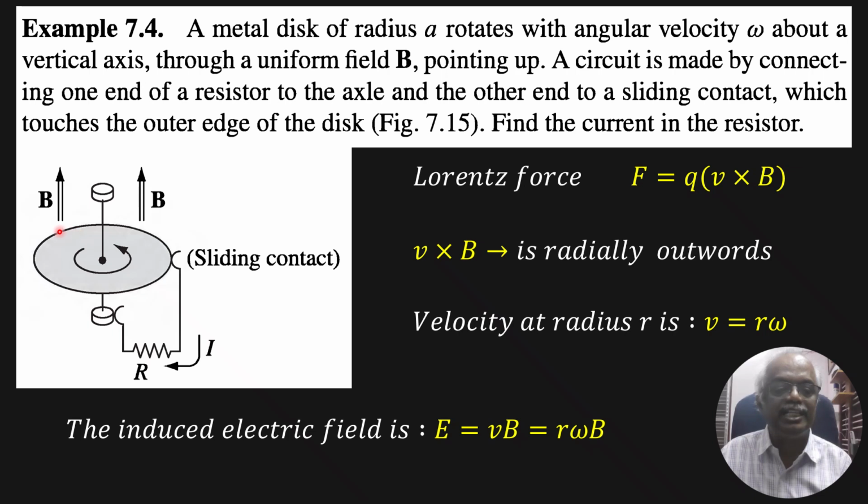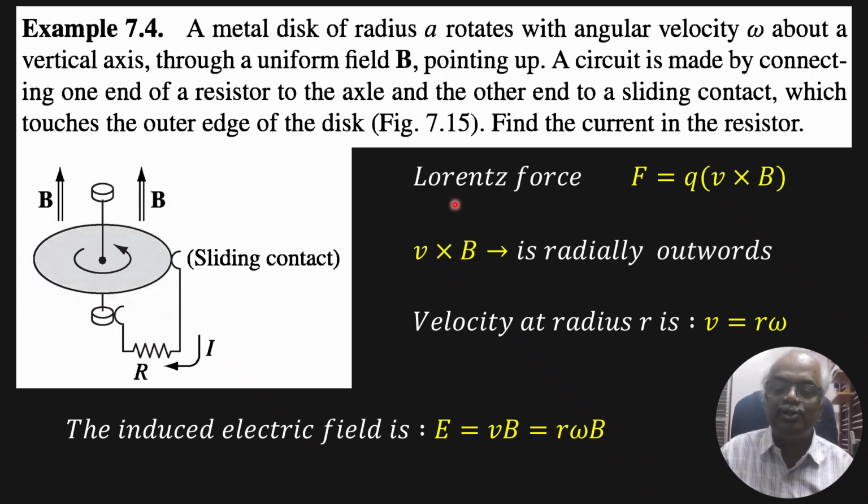This is the diagram which shows a disk which rotates along the axle, and we have a sliding contact at the axle as well as at the end of the disk. Both are sliding contacts. Then our task is to find the current across this resistance, and the magnetic field is upward like this. So now our task is to find the current through this resistor.